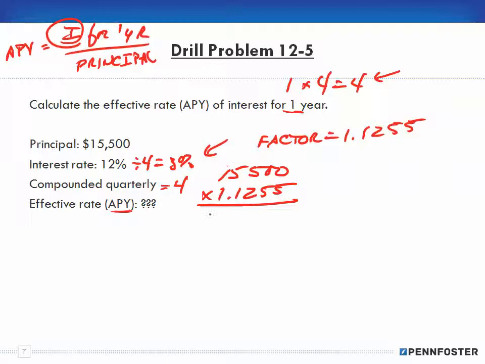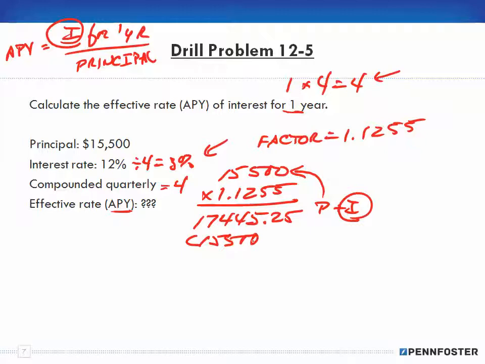When you do the math, that amount ends up being 17,445.25. Now remember, that's principal plus interest. That's the total. We just want to know how much the interest is at this point, because we know the principal is 15,500. So we subtract the 15,500 and we end up with interest of 1,945.25. Okay, so that's our interest.